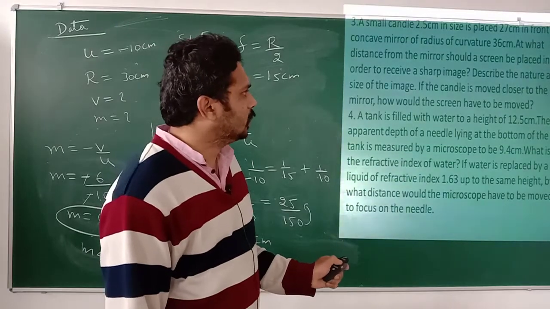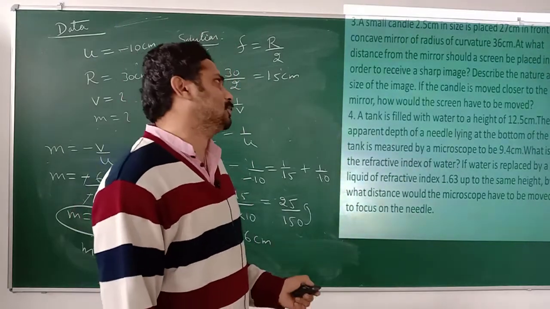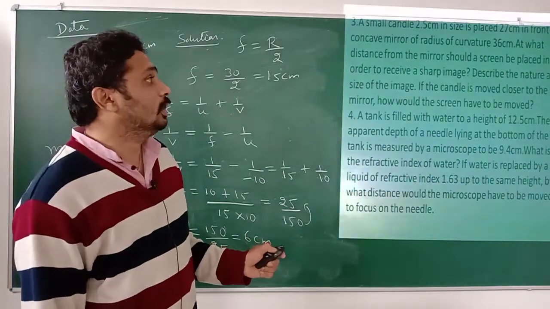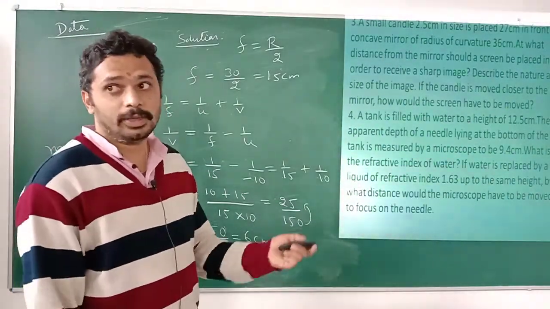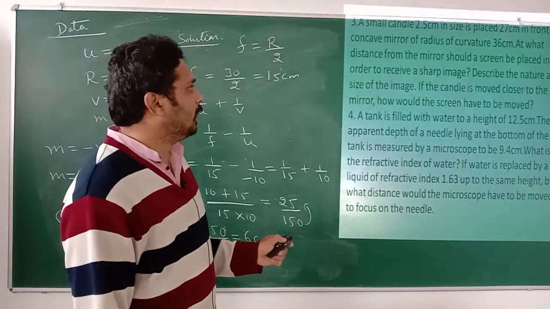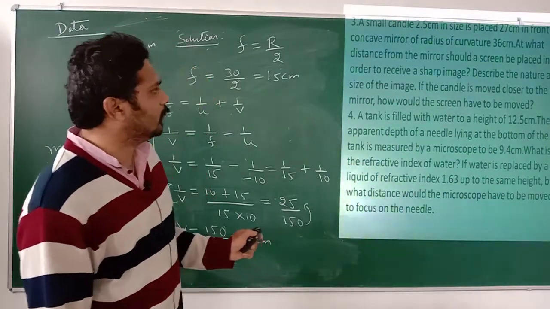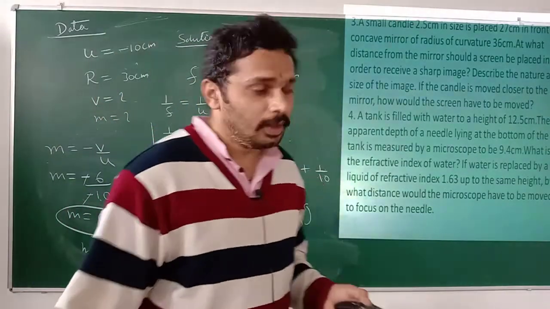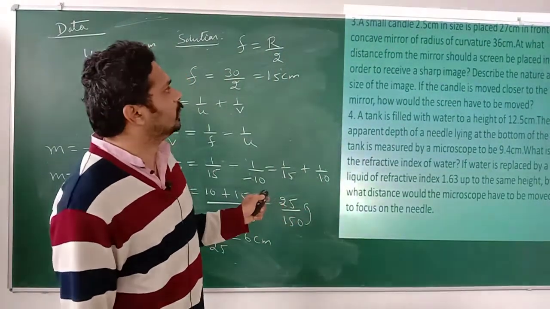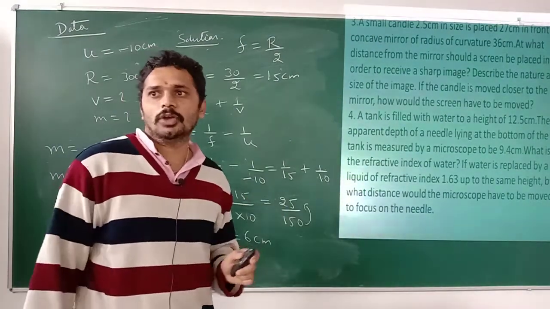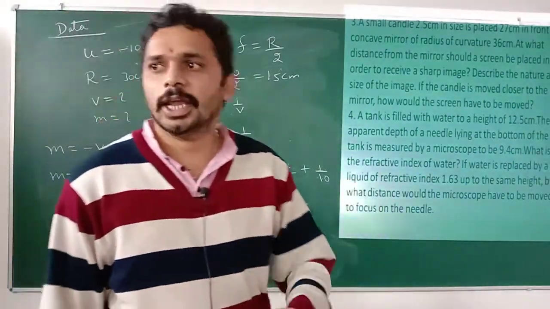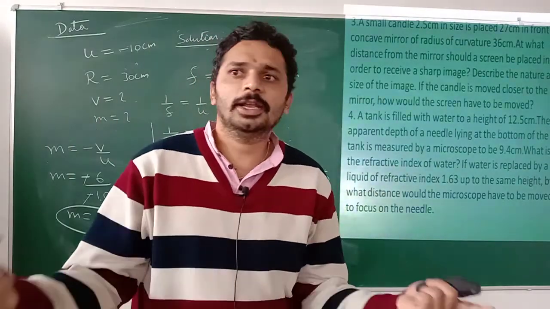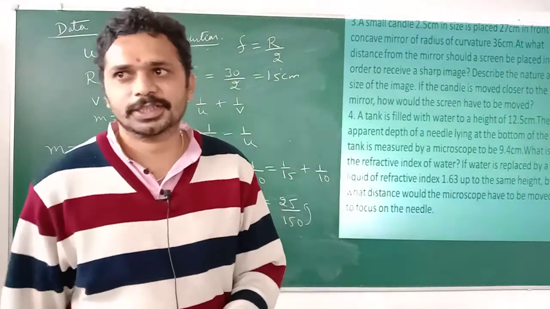Describe the nature and size of the image. To find the size of the image, H dash, you also have to tell the nature, which image is going to form. It may be real or virtual. If the candle is moved closer to the mirror, how would the screen have to be moved? We'll discuss. First you have to focus on which mirror. They gave a concave mirror. For a concave mirror, focal length is negative and radius of curvature is negative. For a real object, practically we are getting a real object, and the object distance is negative.